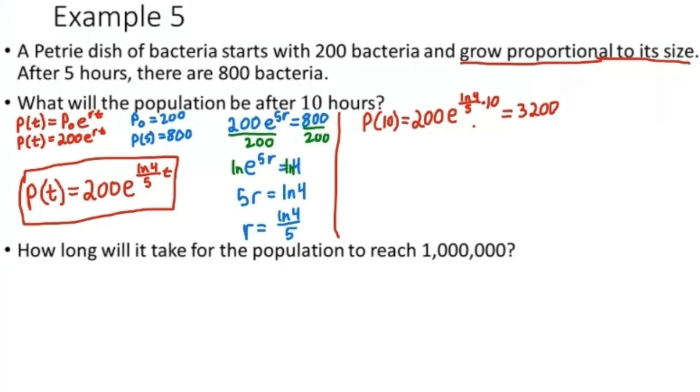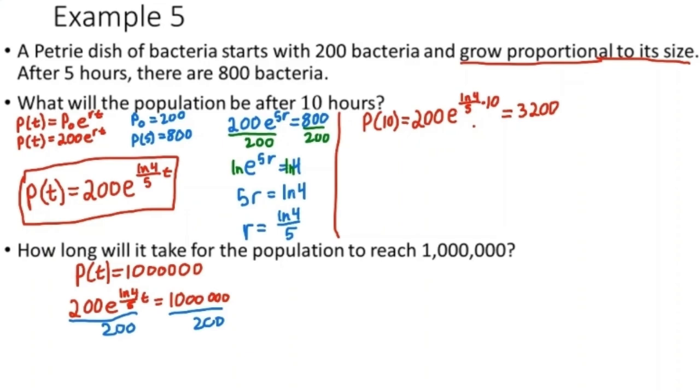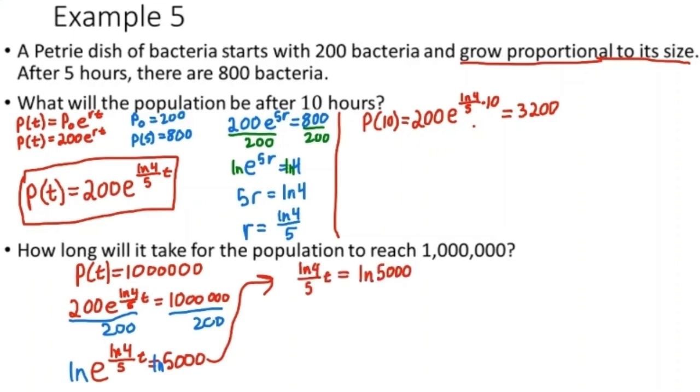Next, we want to determine how long it will take for our population to reach 1 million. So in this problem, we want to solve the equation P of t equals 1 million. We already have our model from the previous part, so we need to solve the equation 200 e to the (natural log of 4 over 5) t equals 1 million. Divide both sides by 200, apply the natural log to both sides. And because we're taking the natural log of e to a power, that will just be that power. So we have (natural log of 4 over 5) t equals natural log of 5,000, and we get t equals 5 times the natural log of 5,000 over natural log of 4. And if we throw that into the calculator, we get approximately 30.7 hours.